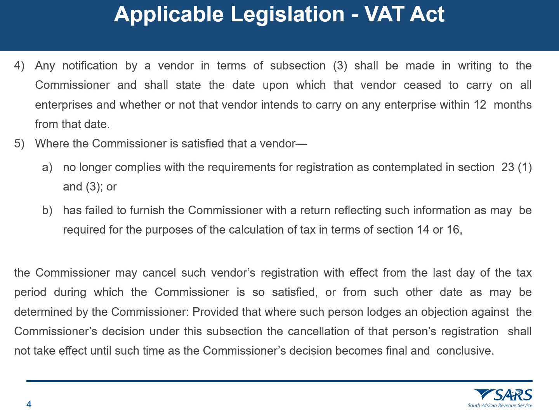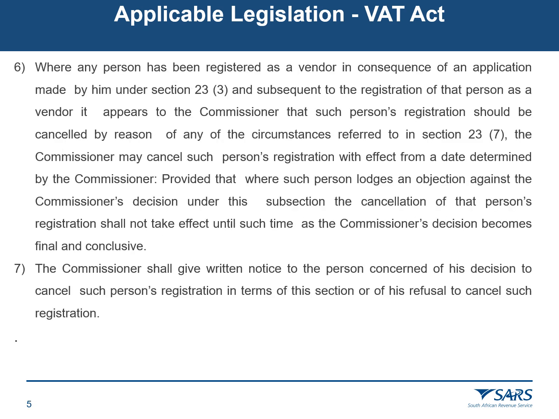the Commissioner may cancel such vendor's registration with effect from the last day of the tax period during which the Commissioner is so satisfied. The Commissioner shall give written notice to the person concerned of his decision to cancel such person's registration in terms of this section, or his refusal to cancel such registration.